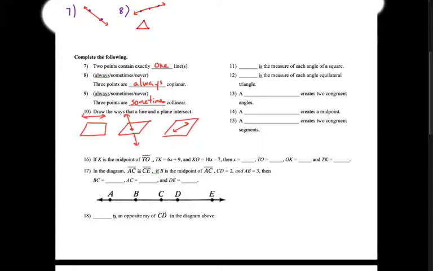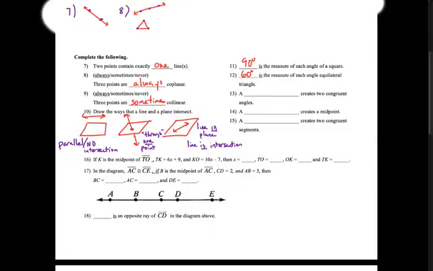Draw the ways that a line and a plane intersect. I will not ask you to do this on the test, but they're either parallel, it passes through and intersects at exactly 1 point, or the line is in the plane. You need to recognize these things, but you're not going to have to draw them on your test. Blank is the measure of each angle of a square. The answer is, oh, yeah, I was explaining what I just did. That's 90 degrees. Blank is the measure of each angle of an equilateral triangle, 60 degrees.